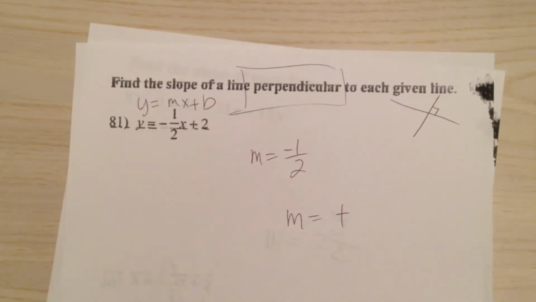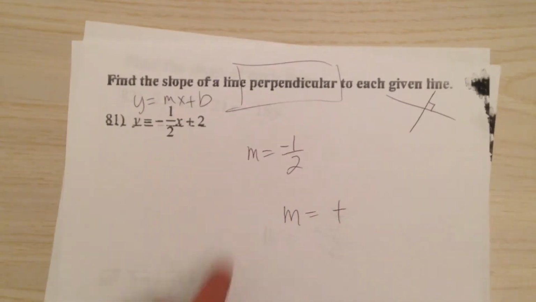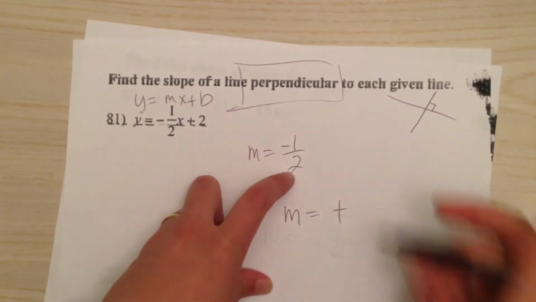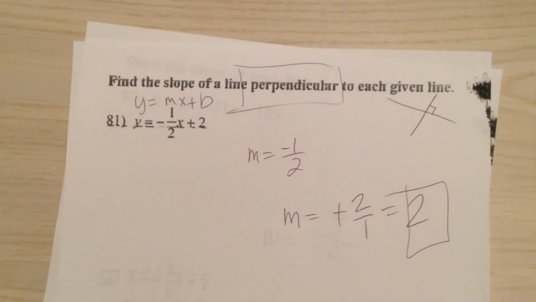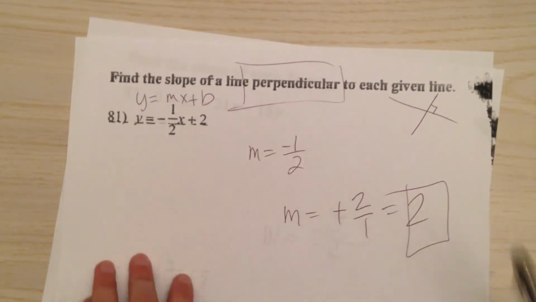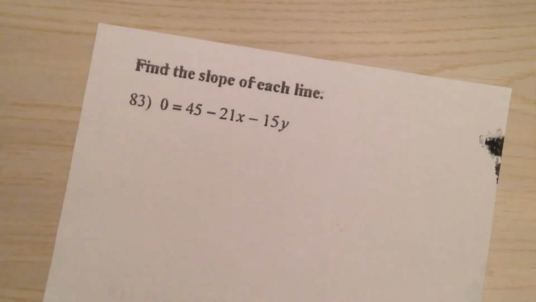And they need to be going completely different angles. So we're going to have to take this 1/2 and flip it around. So that's going to be 2 over 1. Or you can just say the slope is 2. Those are called opposite reciprocals. So different signs, and you flip it.